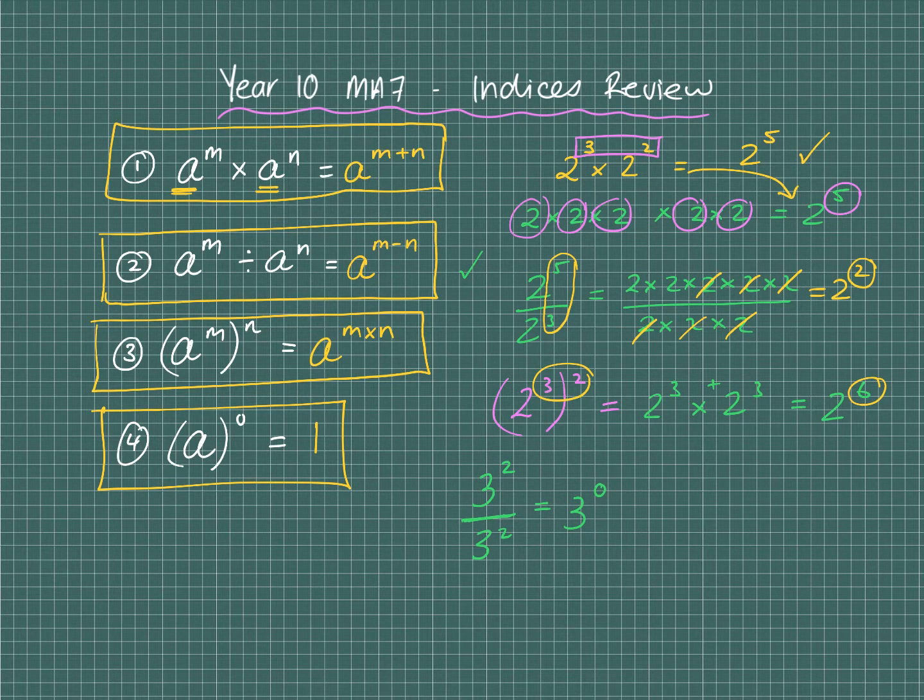Well, that makes sense, right? But that hasn't proved the fourth rule. 3 squared we know is also the same as saying 9. And what's 9 divided by 9? 1. So you've just shown that that answer has 1 as well as 3 to the power of 0, which means they are equal to each other, and we have now proved the fourth rule.